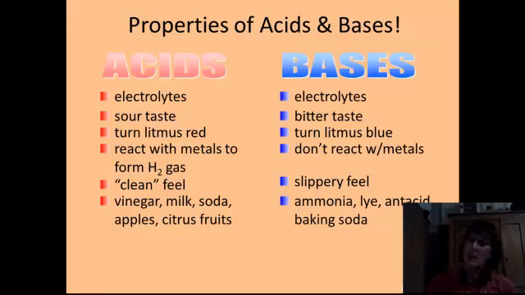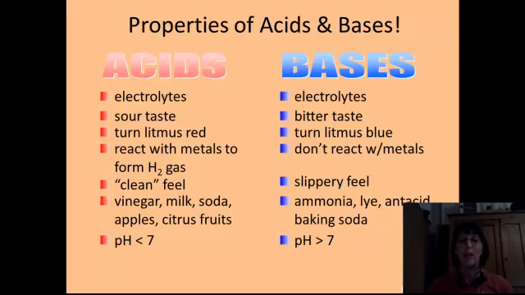Now, on the other side, you have bases. Examples of bases. You have ammonia, a lot of cleaning agents. Lye is the old name for sodium hydroxide. Antacids, you know, when your stomach's feeling, they say it feels sour, or you have indigestion, you take an antacid like a Tums or the milk of magnesia or the Rolaids or something that kind of neutralizes the excess acid that's in your stomach. And then baking soda, of course. We've used lots of baking soda in class too.